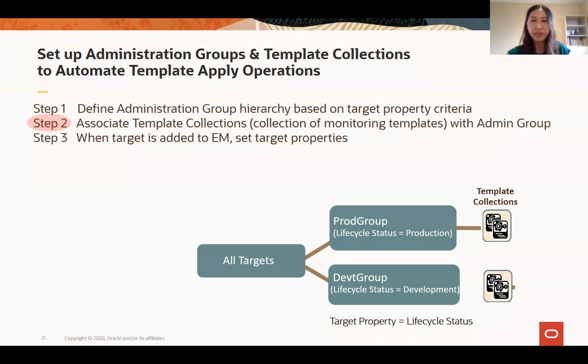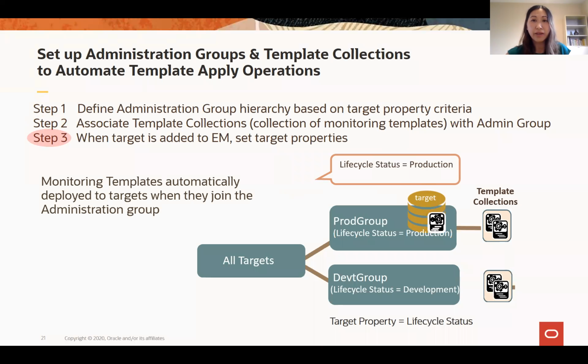So now what happens when you have the administration group defined and when a target is added to Enterprise Manager, after you set the lifecycle status target property to production, that target will automatically join the production administration group and have the production template collection applied to it. And so it will inherit the monitoring settings from the template collection's monitoring template.